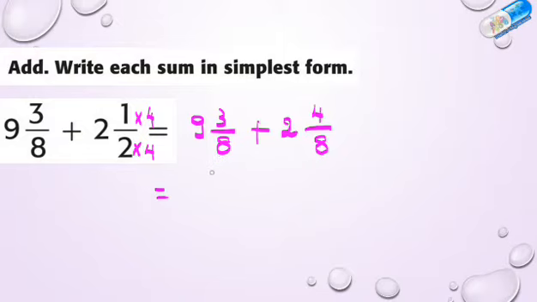Now you have 9 and 3/8 plus 2 and 4/8, which we can add because you have a common denominator. So we start adding the fraction part as we said. 3/8 plus 4/8 equals 7/8. Then you add the whole number part, which is 9 plus 2 equals 11. Again, is 7/8 in the simplest form? Yes, it is, so my answer is 11 and 7/8.